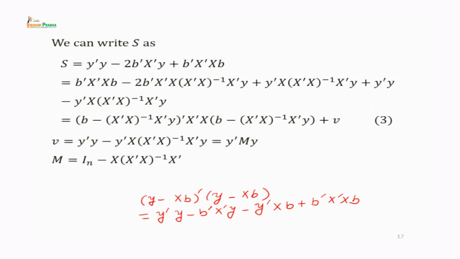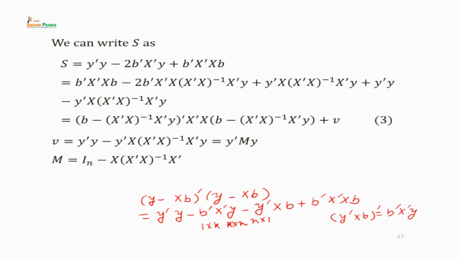Now, remember that what is the order of b transpose X transpose y? This is 1 cross k, then k cross n and n cross 1. So, this is 1 cross 1, this is also 1 cross 1. And you also notice that (y transpose X b) transpose is equal to b transpose X transpose y, and transpose of a scalar is the same scalar. So, these two are equal. So, we write it as y transpose y minus 2 b transpose X transpose y plus b transpose X transpose X b.